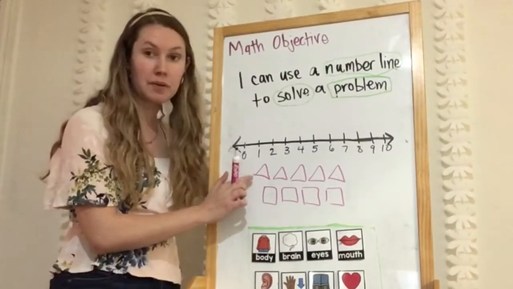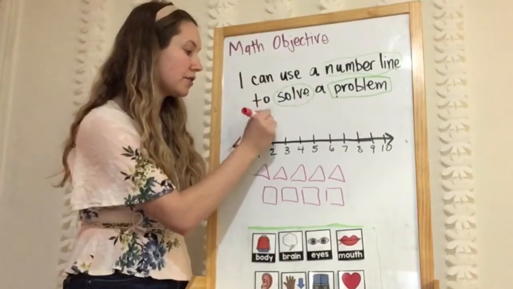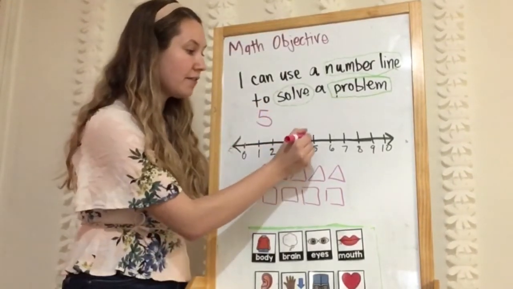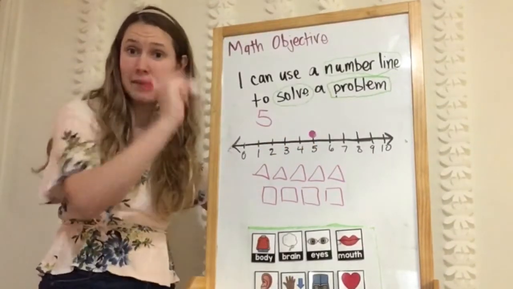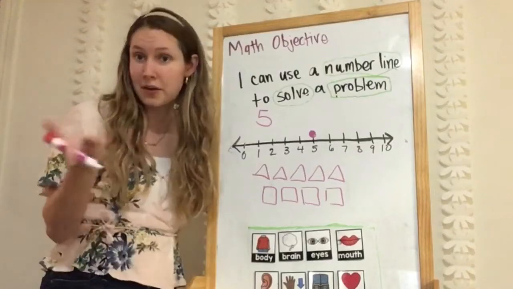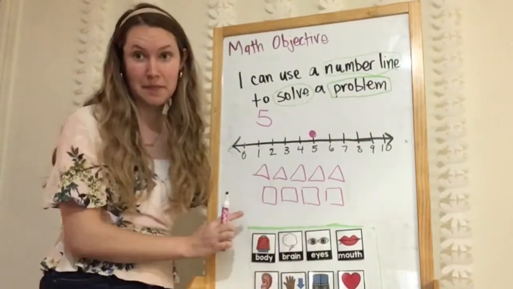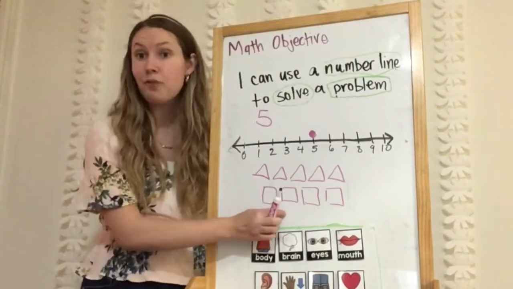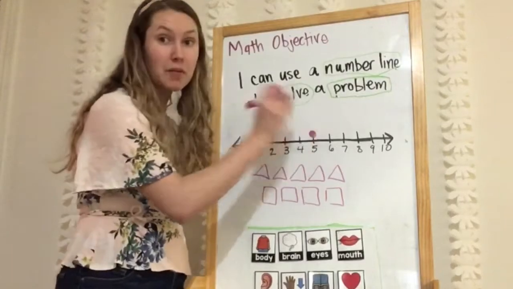First, I would need to start with my first number that I'm adding, and I said I had 5 triangles. So I'm going to find my 5, make my dot here, and then how do I know how many times I'm going to jump on my number line? I have to look at the second number that I'm adding, which I said I have 4 squares. So that means that I'm adding 4. So I'm going to jump 4 times.